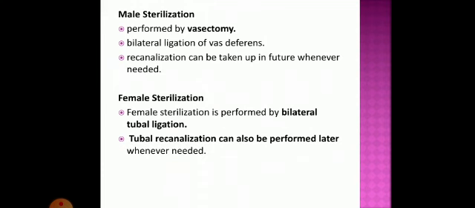So in male, sterilization is basically performed by vasectomy. So the vas deferens, there is bilateral ligation which is done to the vas deferens, and the very important thing to be remembered here is recanalization can be taken up in future whenever needed. Now when you look at the permanent method of sterilization in female, it's performed by bilateral tubal ligation, and similar to vasectomy, tubal recanalization can also be performed later whenever needed.